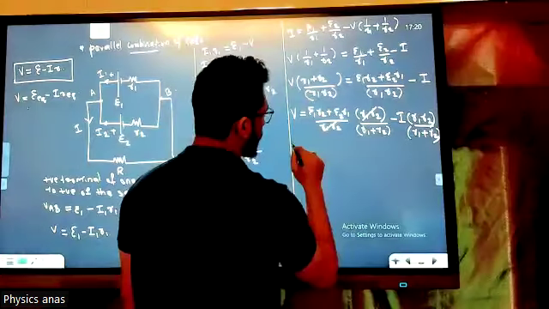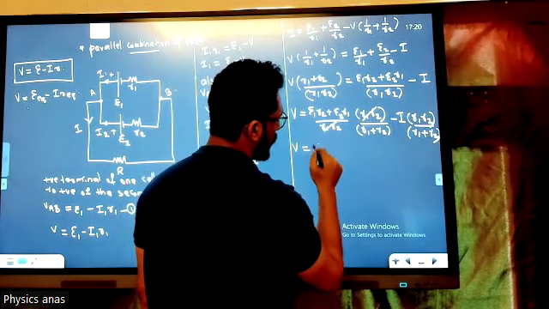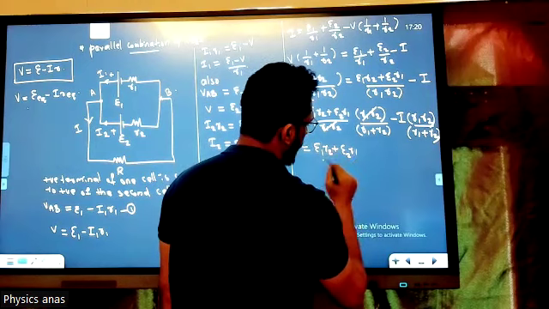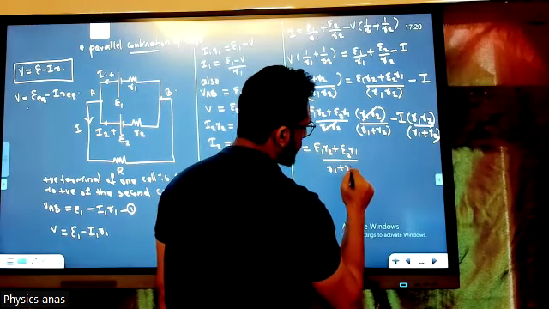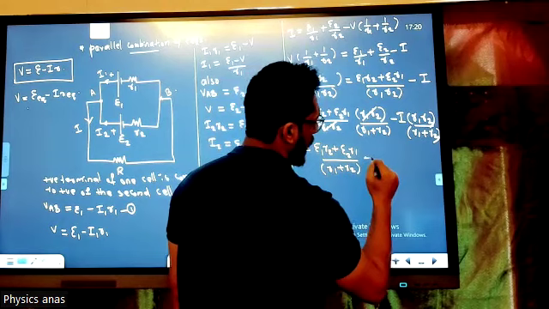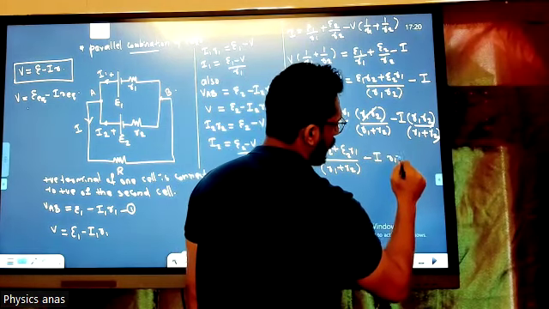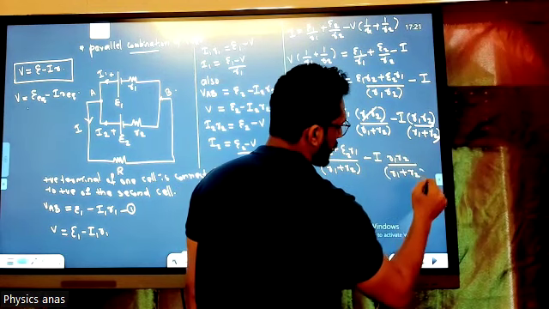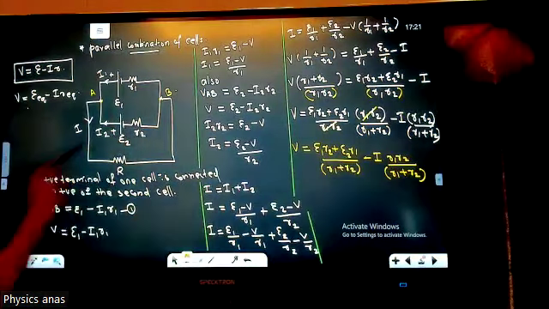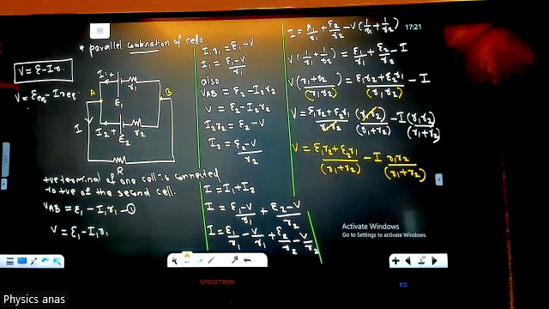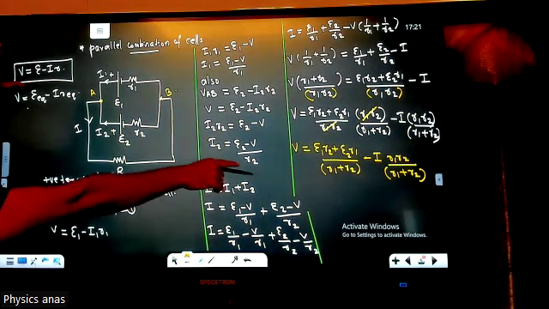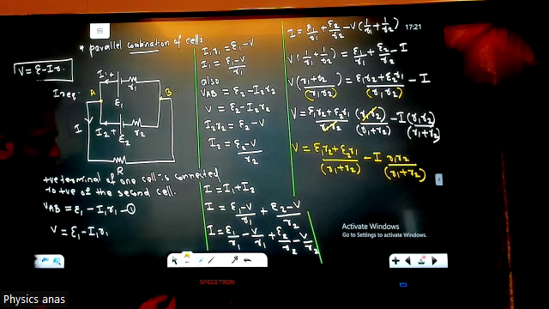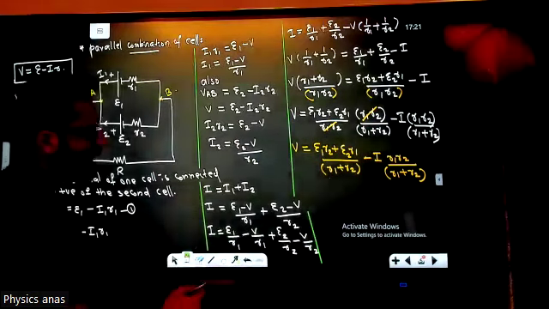So, what will be the next one? V is equal to, what's on numerator? E1 R2 plus E2 R1 divided by R1 plus R2, minus I into R1 R2 divided by R1 plus R2. This equation looks like that equation: V is equal to E equivalent minus I into R equivalent. That means you have your E equivalent now.